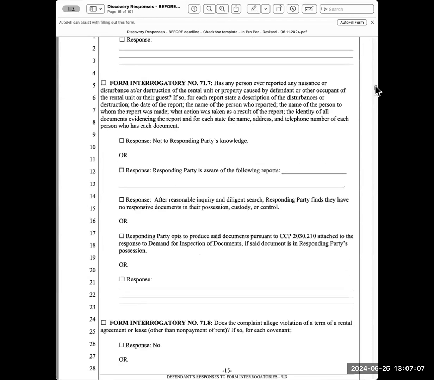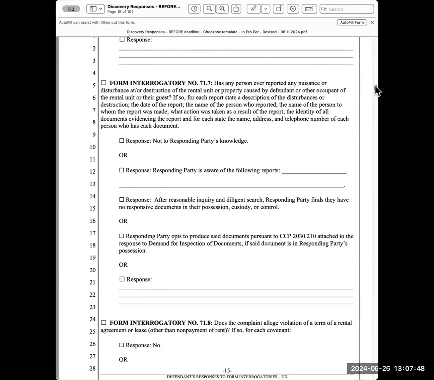Interrogatory 71.7 is asking, has any person ever reported any nuisance or disturbance at or destruction of the rental unit or property caused by defendant or other occupant of the rental unit or their guest? If so, for each report, state a description of the disturbance or destruction, the date of the report, the name of the person who reported, the name of the person to whom the report was made, what action was taken as a result of the report, the identity of all documents evidencing the report, and for each state the name, address, and telephone number of each person who has each document.